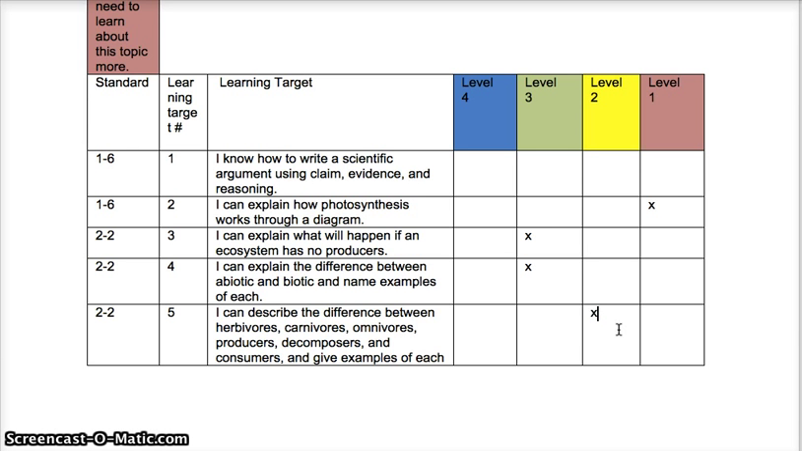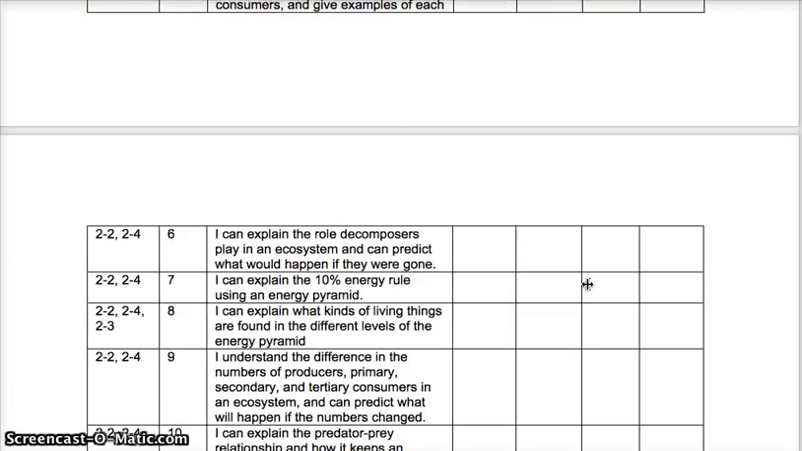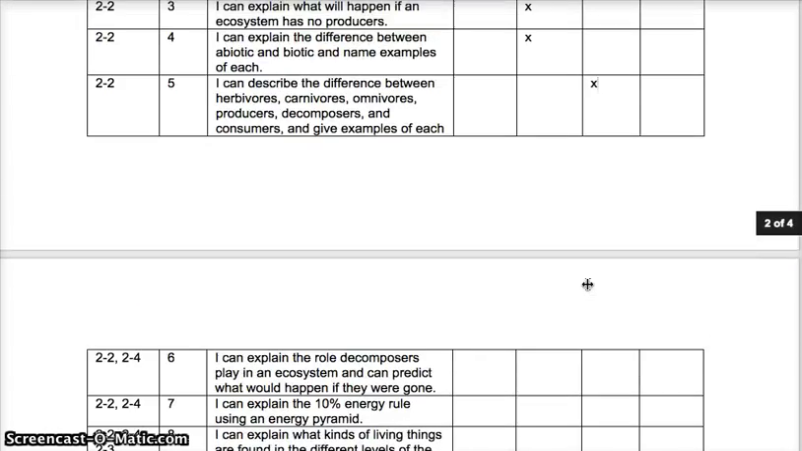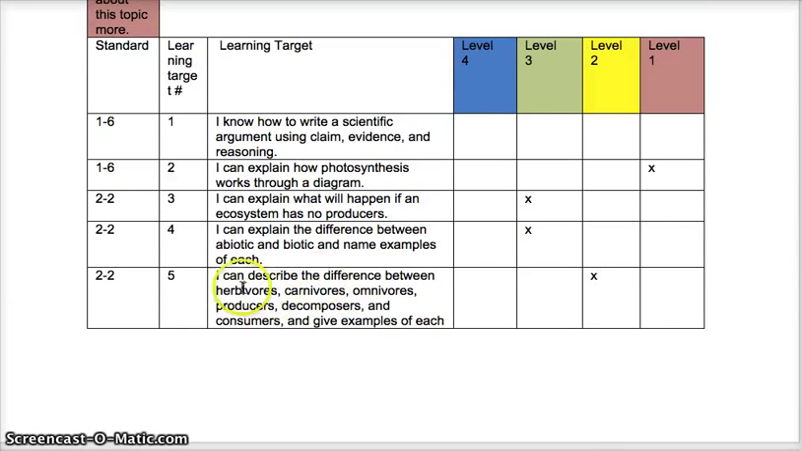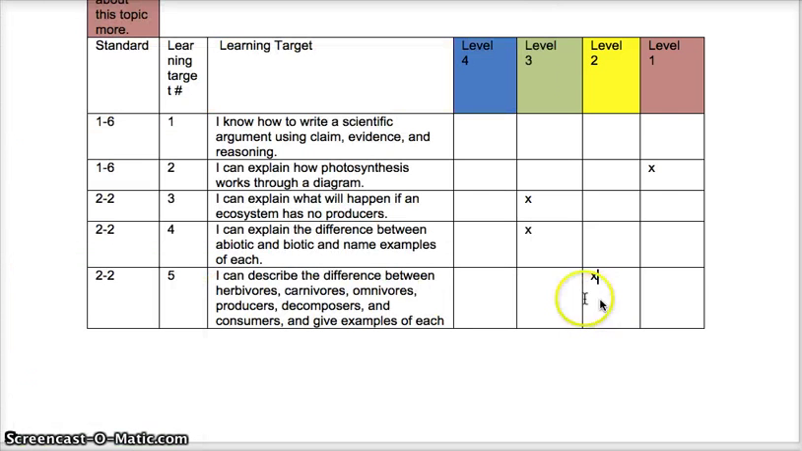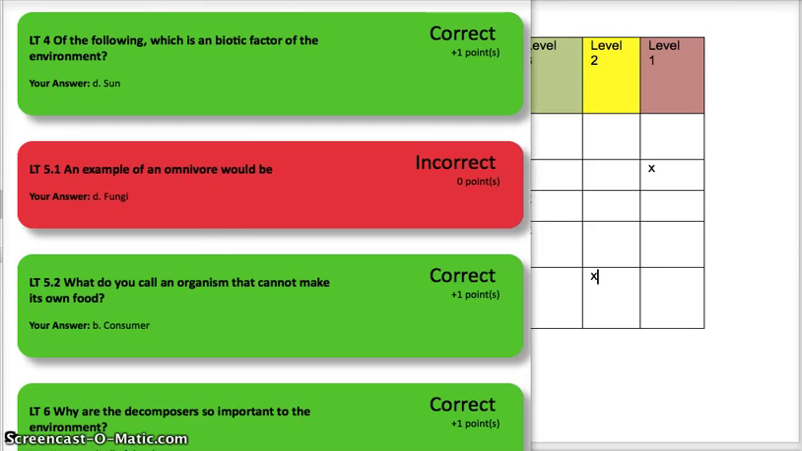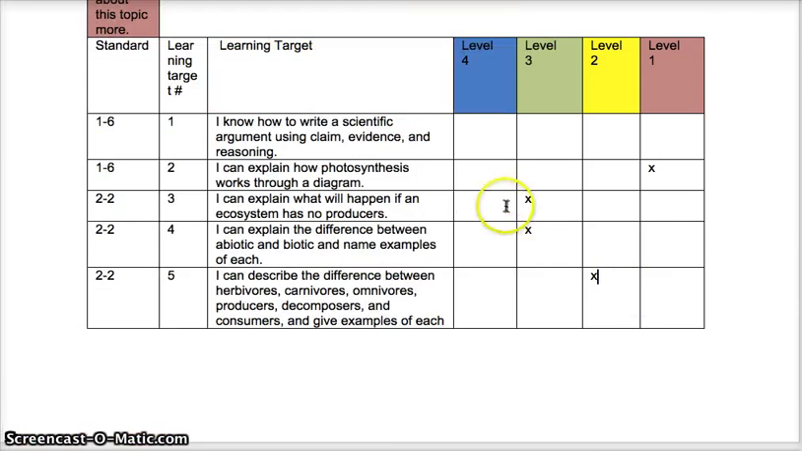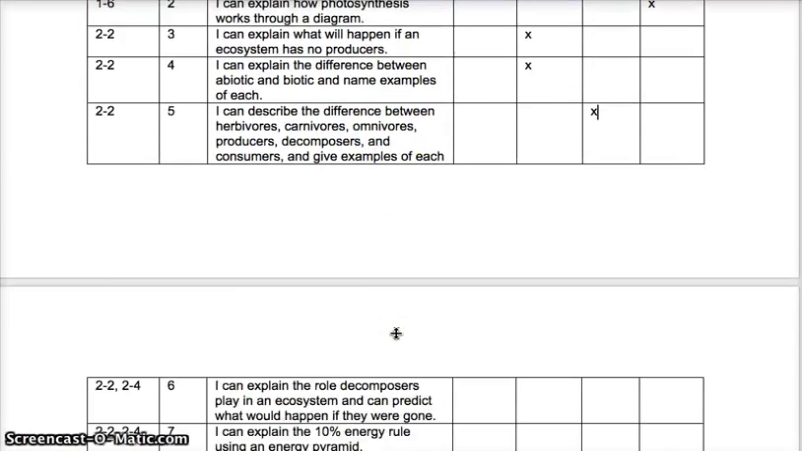Okay? So this is how you are going to fill out the rest of your sheet. For each learning target, I would like for you to read the learning target and really think about if you understand it. Because even if you got the question right, if you don't understand this, that probably means that you are at a level 2. So read the learning target, read the question here, and see where you fall for yourself.